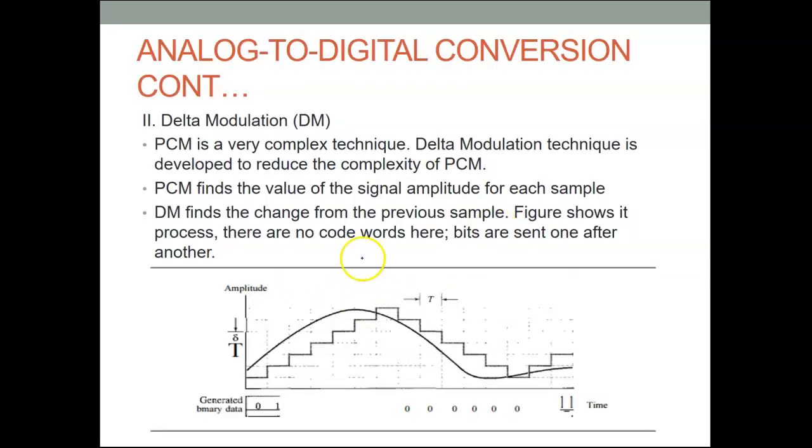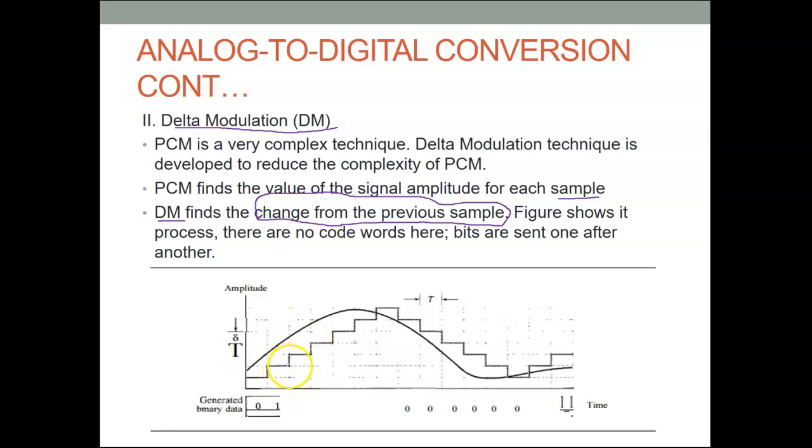Okay, the second method is delta modulation, to convert analog signal to digital data. PCM was complex, delta is easier. PCM finds the value of the signal for each sample. As you remember, we divide the signal into samples, so you have to find the amplitude for each sample. But here in delta modulation, you find the change from the previous sample. Here you are looking for the change from the previous sample.